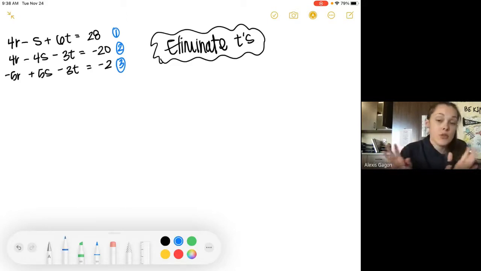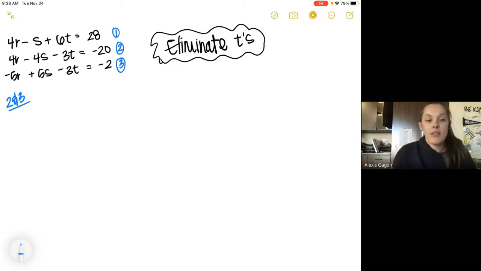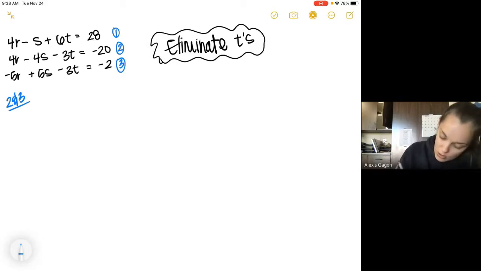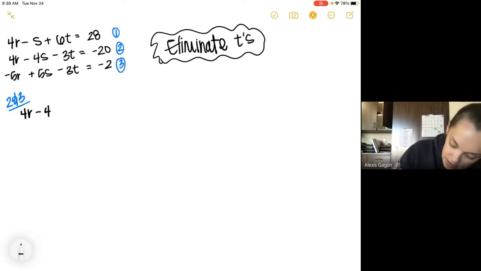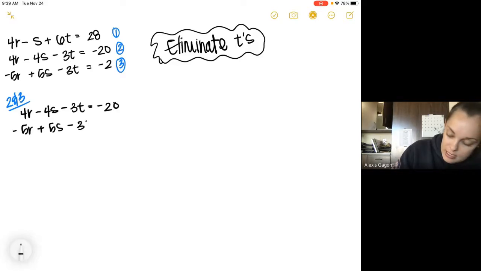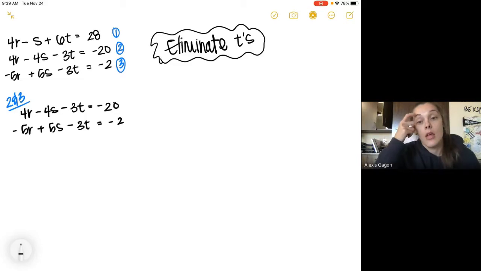So we have to start with 2 of these equations. It does not matter which 2. I'm going to start with equations 2 and 3, since they both have that 3t variable. I'm just going to rewrite both of these. So I have 4r minus 4s minus 3t equals negative 20, and negative 5r plus 5s minus 3t equals negative 2. I just rewrote those. That's all I've done so far.